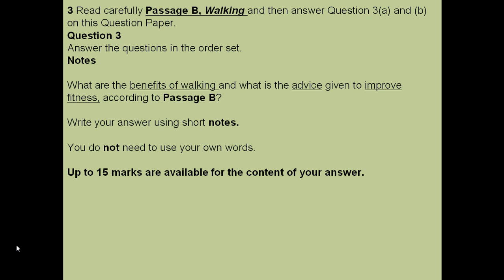So notice I'm looking for the benefits and the advice to improve fitness, all of which is underlined. Write your answer using short notes. You do not need to use your own words, as you can see.